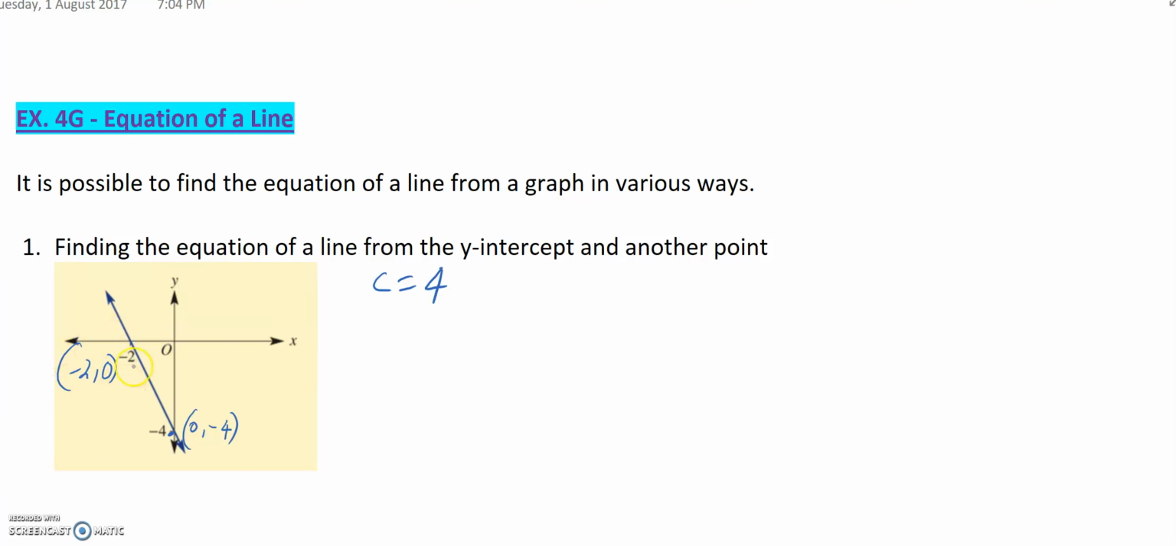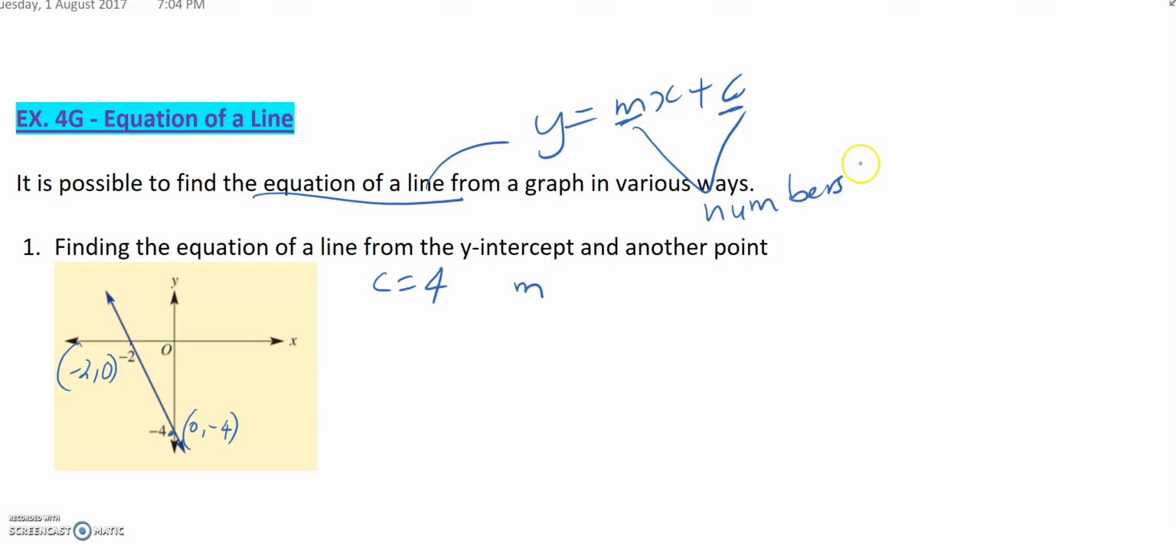From the 2 points, another thing we can identify is the gradient. Now we know that the equation of a line is in the form of y equals mx plus c, where m and c are the two things where you will have numbers. c we found already, which is the y-intercept. Now we know that gradient is equal to rise over run.